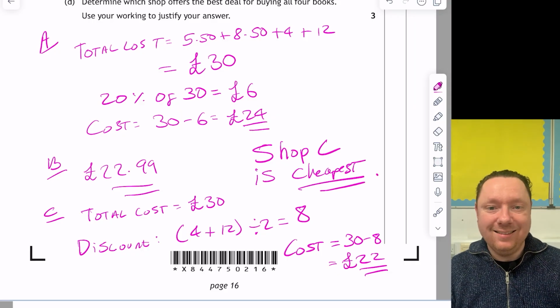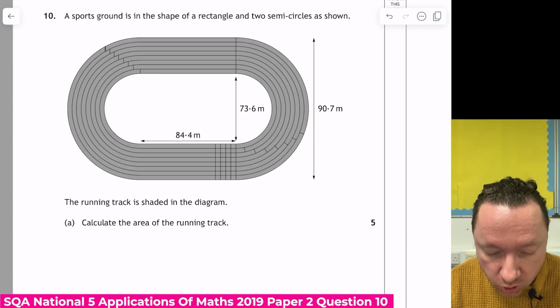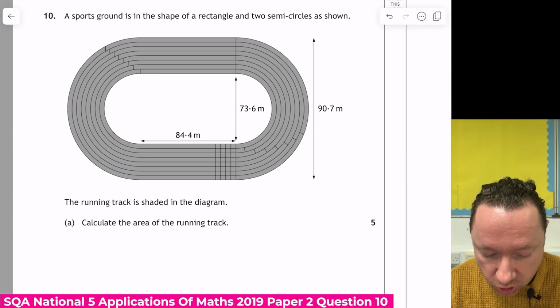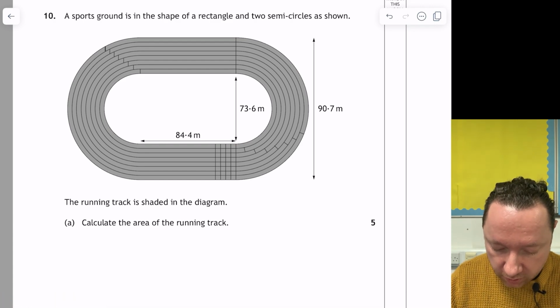And we're done there. Screen answer 5. Application maths 19, paper 2, question 10. A sports ground is in the shape of a rectangle and 2 semicircles as shown. Running track is shaded in the diagram. Calculate the area of the running track.